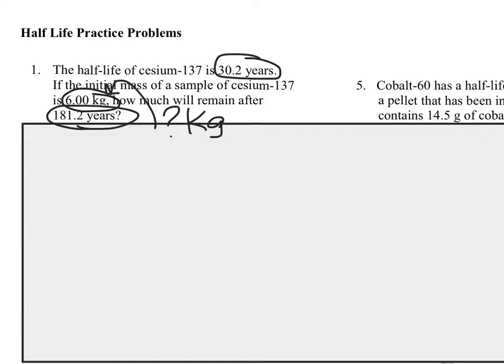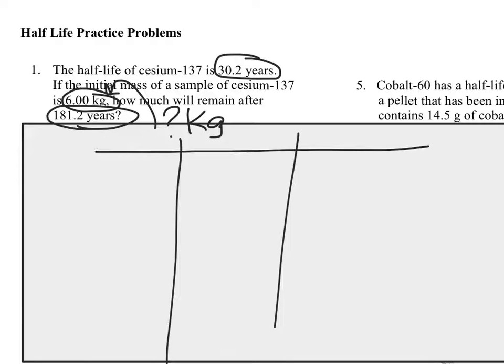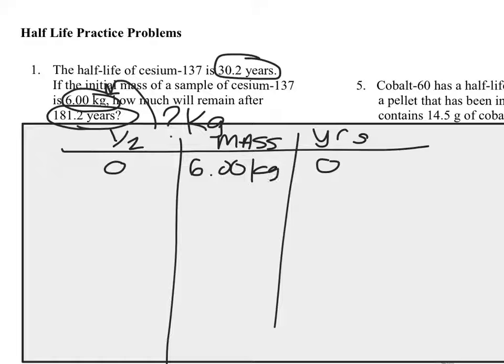If we make ourselves a chart and put half-lives, the mass, and then the length of time, which looks like we're going to be dealing in years. All right, so we always know if 0 half-lives have gone by, 0 years have gone by. And since we started with 6 kilograms, that would be our mass at time 0. Now, after 1 half-life, we know 30.2 years goes by. Why? Because that's what a half-life length is for this specific isotope.